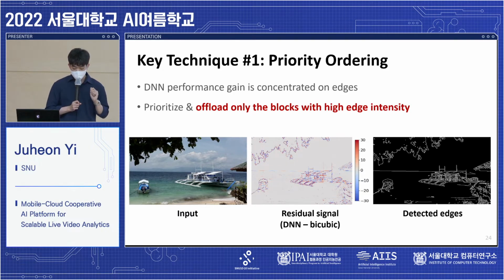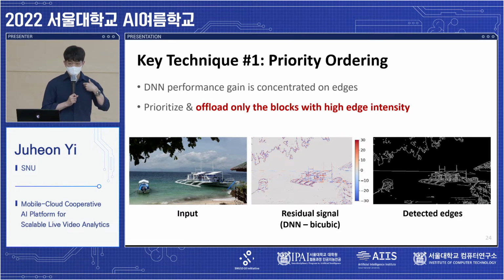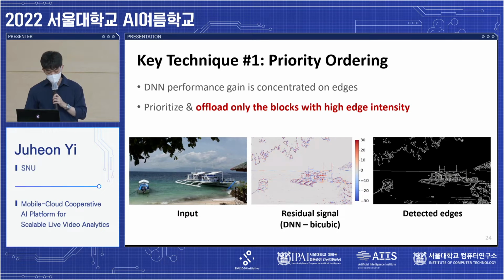Our key observation here is that, given that input image, the compute-intensive deep neural network-based super resolution and a very simple image interpolation technique like bicubic interpolation differ only on the edges in the images. So basically, just by offloading only the image blocks with a high edge intensity and reconstructing the rest by simple interpolation on the local device, we can obtain similar performance as if we had offloaded the whole image to the cloud.